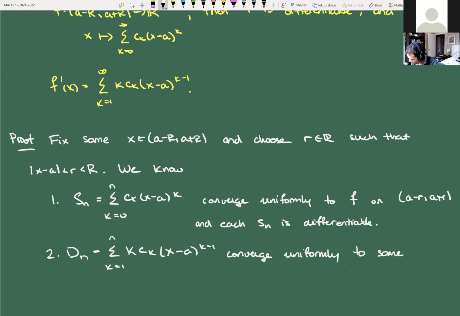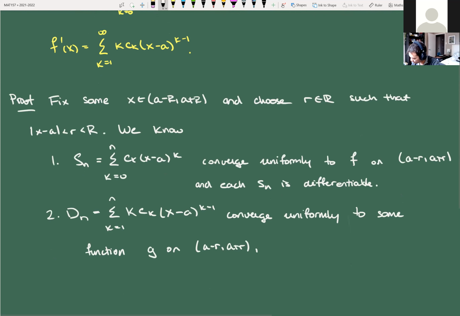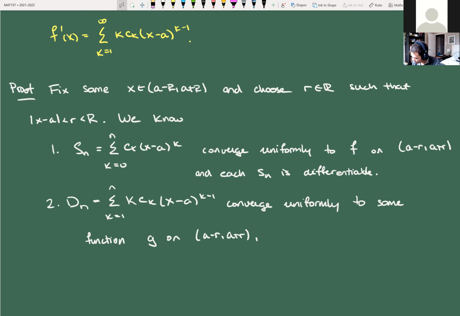To some function g on a minus r, a plus r. Okay. So by our previous theorem, this is enough to show two things. One, f prime is differentiable.